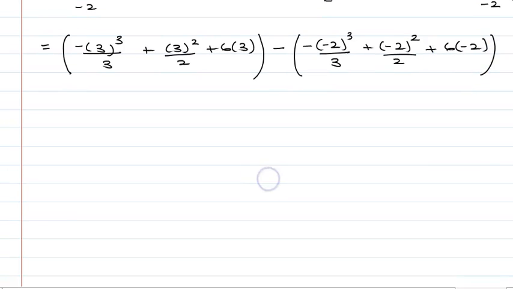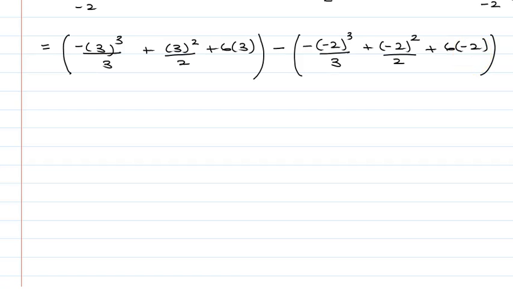Alright, now I'm going to work all those out. I prefer to use fractions. And remember, if it's a non-calculator exam, that's what you have to do. So this expression here would be minus 27 over 3, 9 over 2 here, and 18. This bit here, minus 2 cubed is minus 8, so it would be plus 8 over 3. This bit would be 4 over 2, which obviously makes 2, and this minus 12.